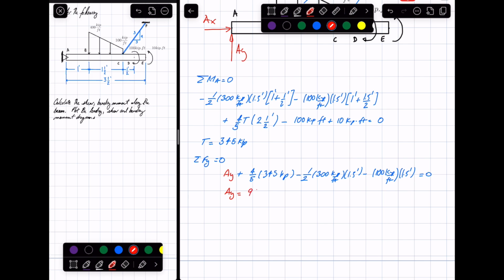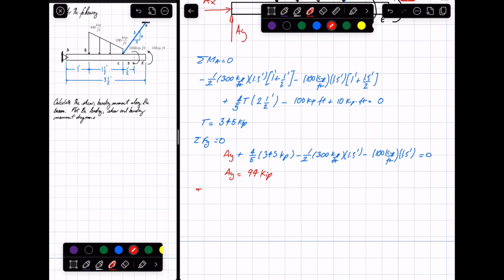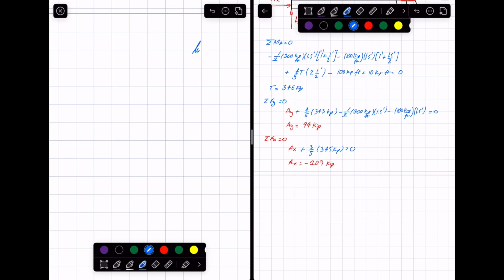The support reaction at AY is 99 kip. I wrote something that looks like a 4, but it is 99 kip. For the shear and bending moment diagrams, we do not need the AX reaction, but we can calculate it nonetheless if we wanted to see it on our loading diagram.